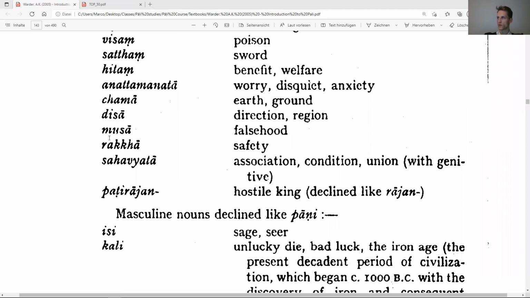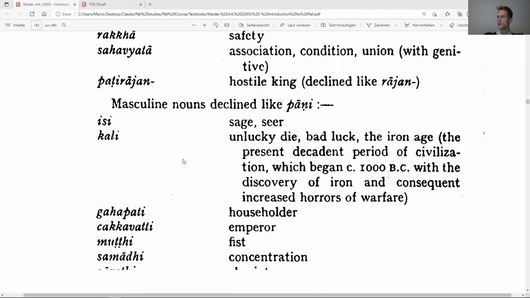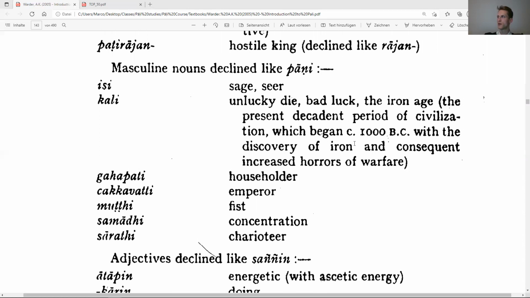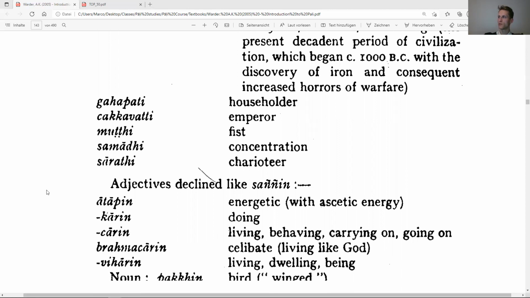Musa, falsehood. Rakkha, safety. Sahavyata, association, condition, union, with genitive. Paccatthika raja, hostile king, declined like raja, and also a masculine noun declined like pani. Isi, sage or seer. Kali, unlucky die or bad luck, or the Iron Age. So the present decadent period of civilization, which began approximately 1000 BC with the discovery of iron and consequent increased horrors of warfare. Gahapati, householder. Cakkavatti, emperor. Mutthi, fist. Samadhi, concentration.